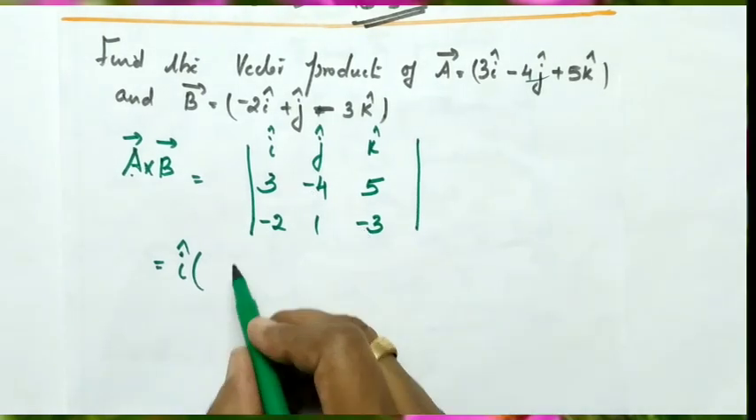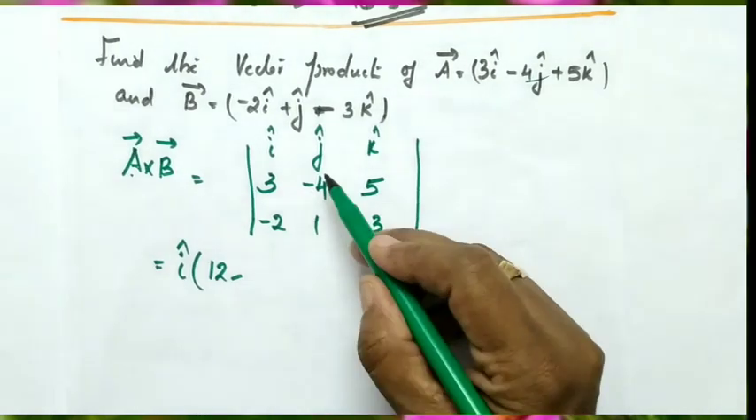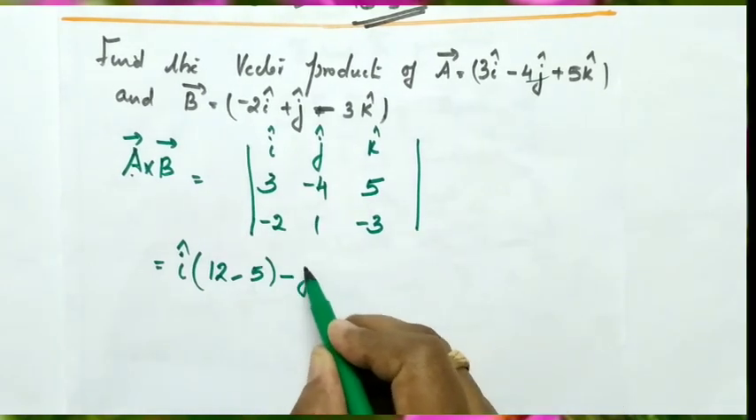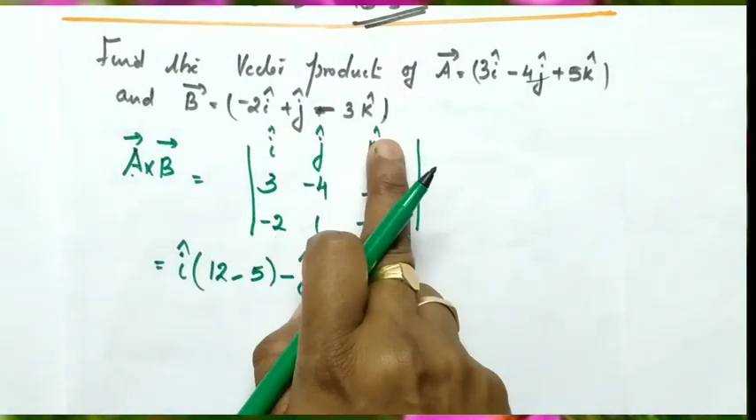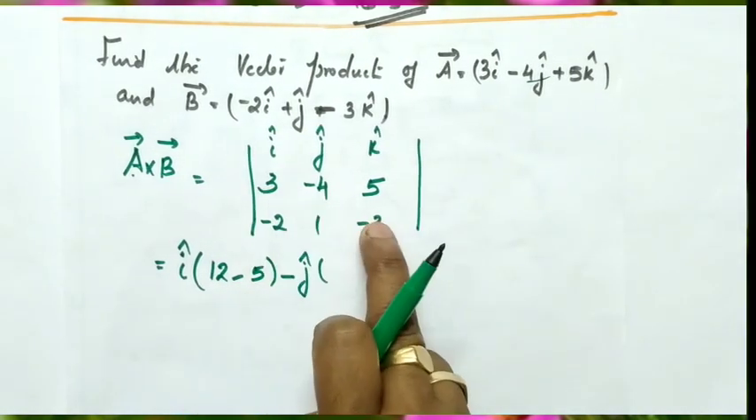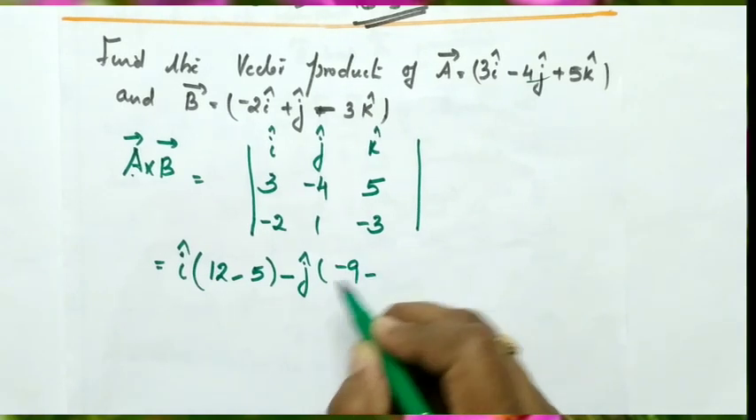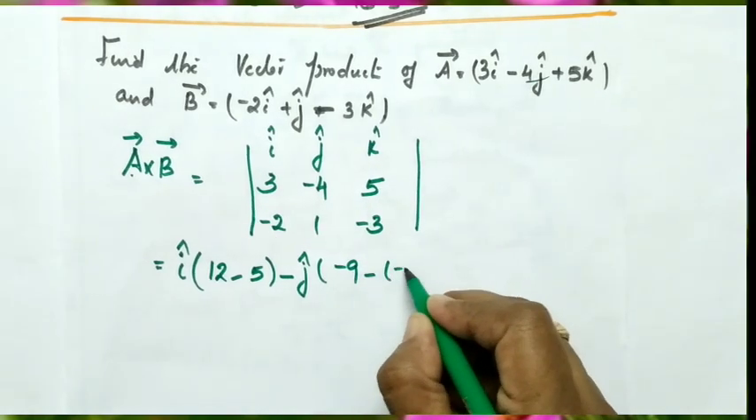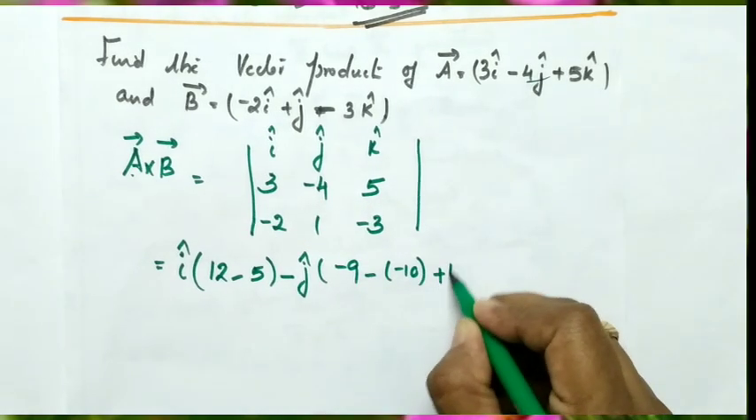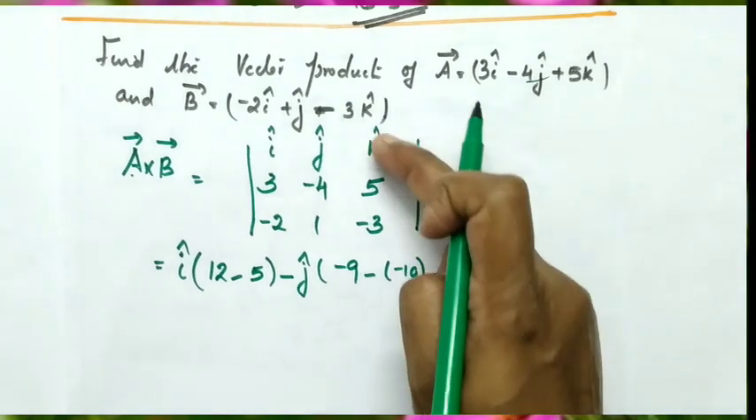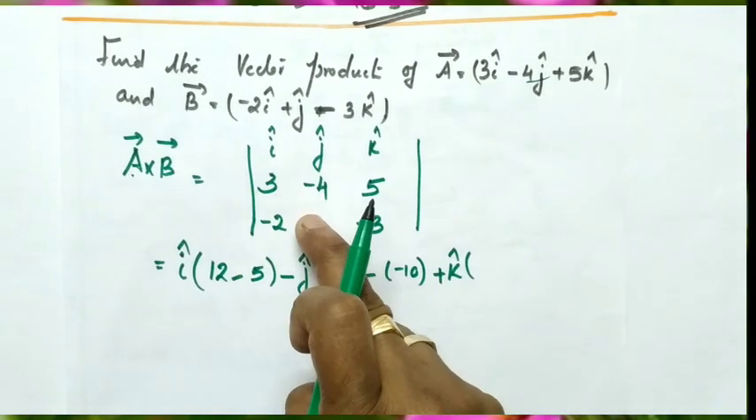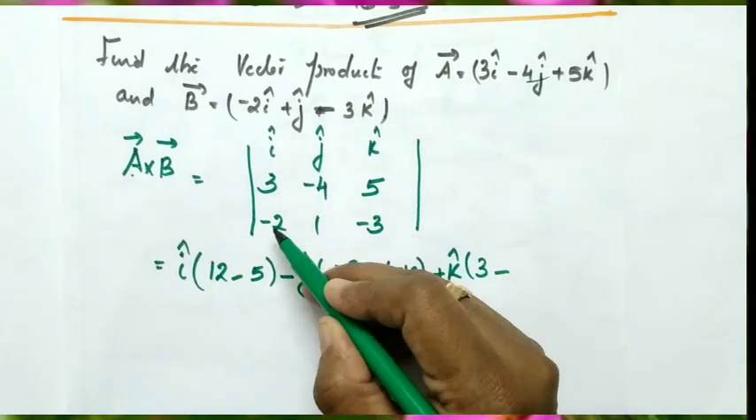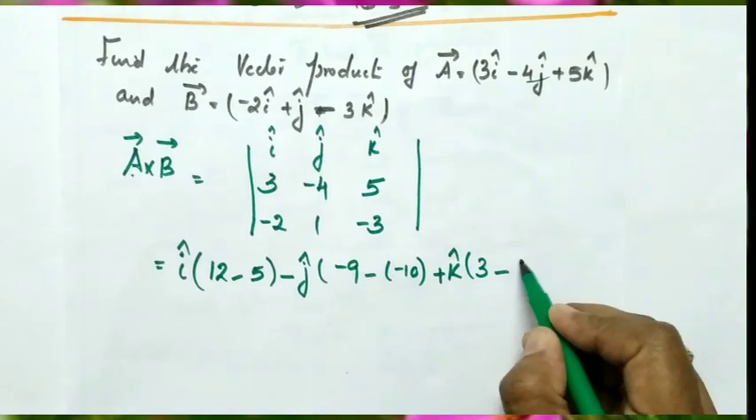then minus 4 into minus 3, 12, minus 5 into 1, 5. Then the second term is negative, minus j into, again leave the row and the column, multiply like this: 3 into minus 3, minus 9, minus 5 into minus 2, that is minus 10. Then the third term is k cap into, like this, again multiply towards the right: 3 into 1, 3, minus minus 4 into minus 2, 8. So it is 8.